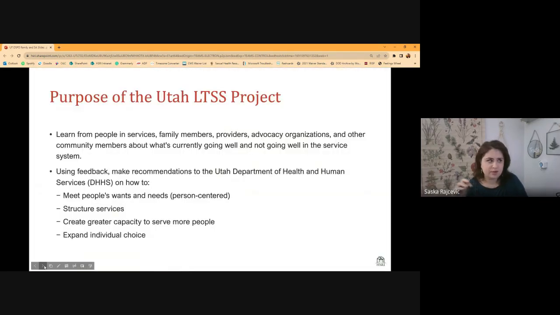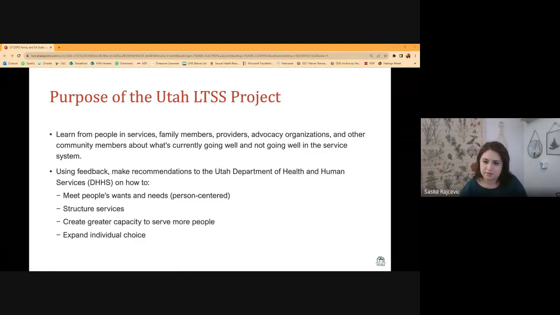Now that you have a sense of who we are, we want to talk to you about what this project is and what it's going to entail. The purpose of this project is to learn from you all: people in services, family members, providers, advocacy organizations, and other community members, anyone who is connected to the Aging and Disability Network in the state, about what is currently going well and not going well in the service system.